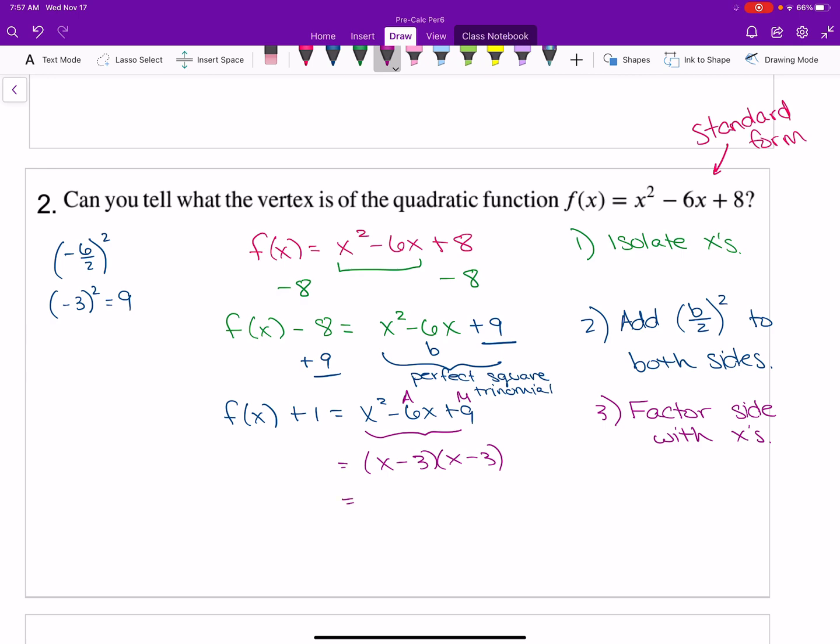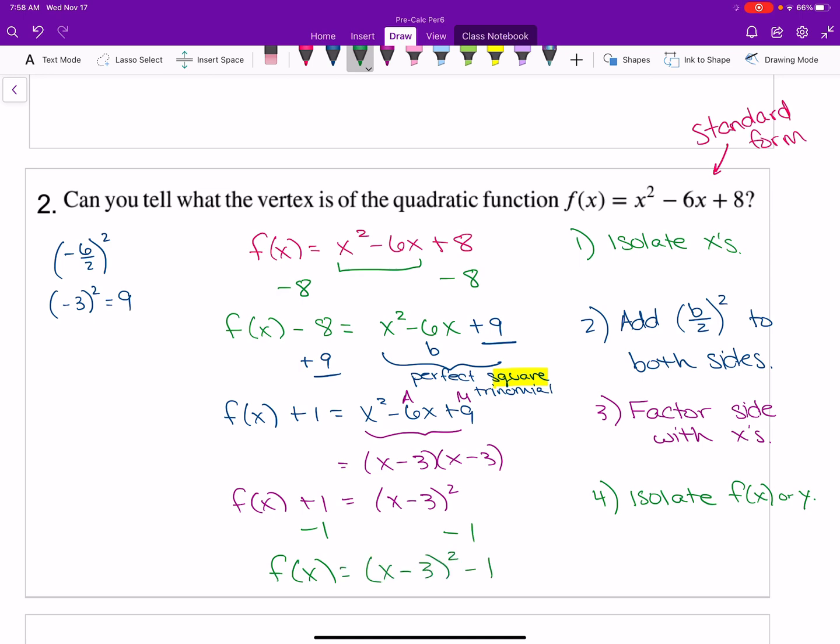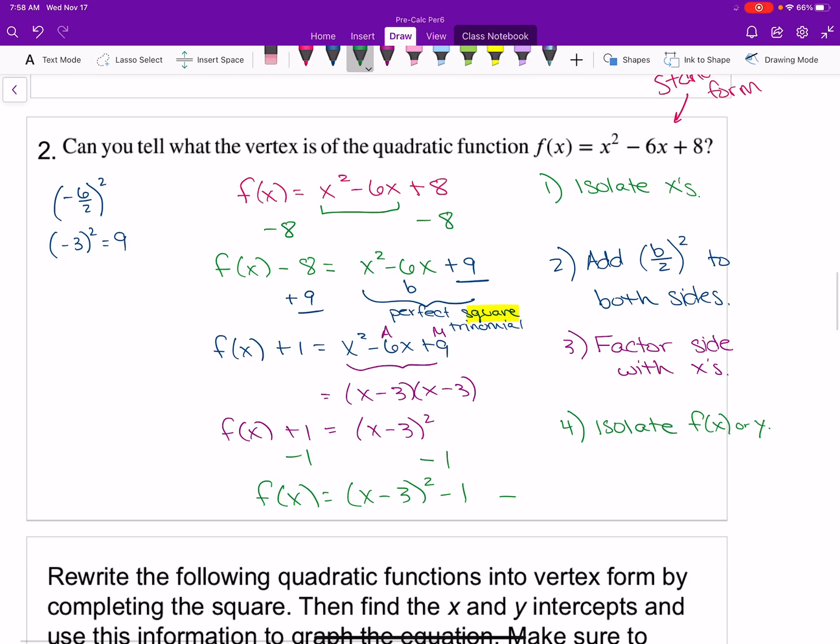And then another way to write this, because we call it a perfect square trinomial, is x minus 3 squared. The last step is to isolate the y or f of x. So subtract the 1 back over. And we get f of x equals x minus 3 squared minus 1. So this is now in our vertex form.